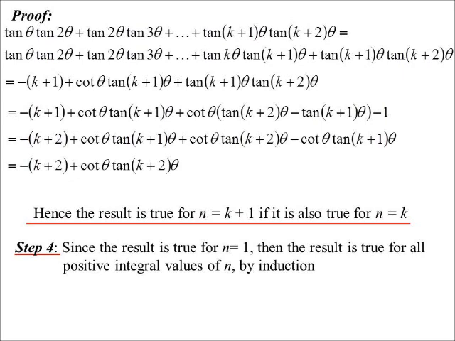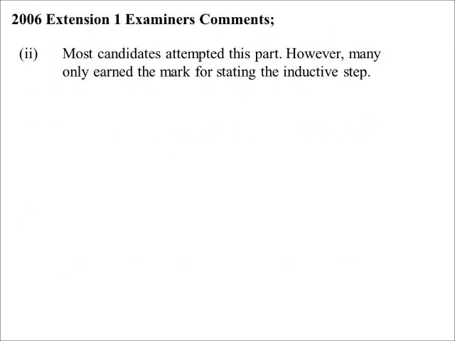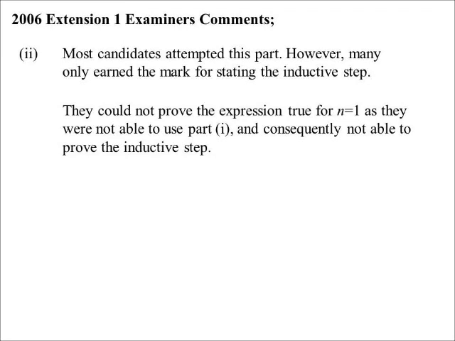So what did our examiners say about the induction? Most attempted it. It seems to imply that some didn't. However, many only earned the mark for stating the inductive step. They could not prove the expression true for n equals 1, as they couldn't link it back to part I. And again, you've got to think logically, why did they ask me to do part I? It must come into it somewhere. So you've got to be thinking. Consequently, of course, they couldn't then go and prove. Notice, it wasn't proving the inductive, it was simply stating what they wanted to prove, because they weren't actually able to prove the inductive part.